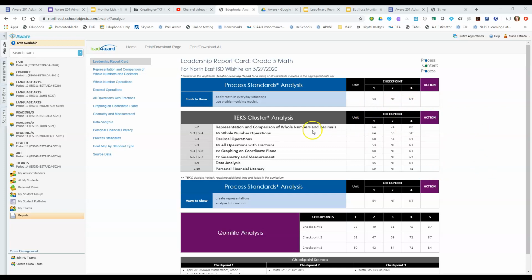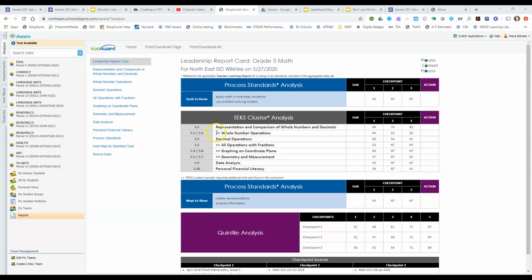Okay, so for example, I can look at this one TEKS cluster representing and comparing whole numbers and decimals, and I can look and see average of historical STAAR data, 64%, to 74% on the October benchmark to 83% on the January benchmark. And that just shows dramatic improvement in this TEKS subcluster over time, which is a very positive thing to note for these students.